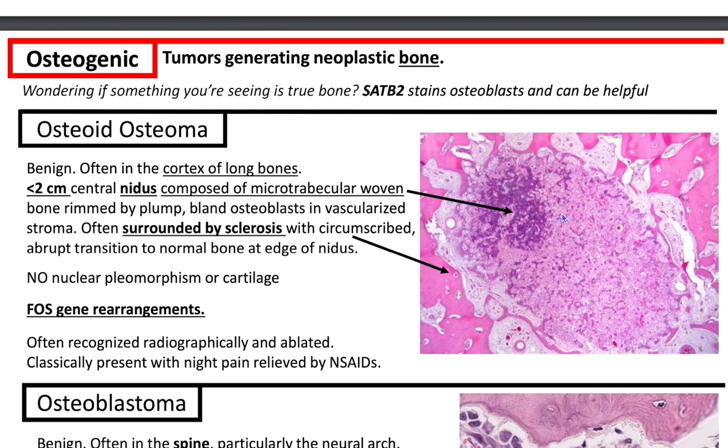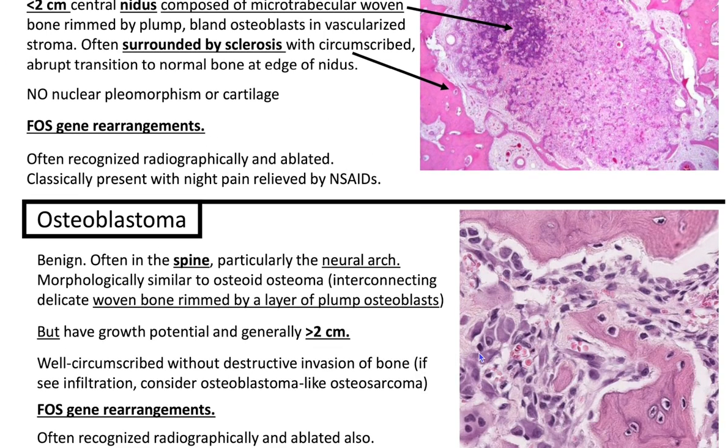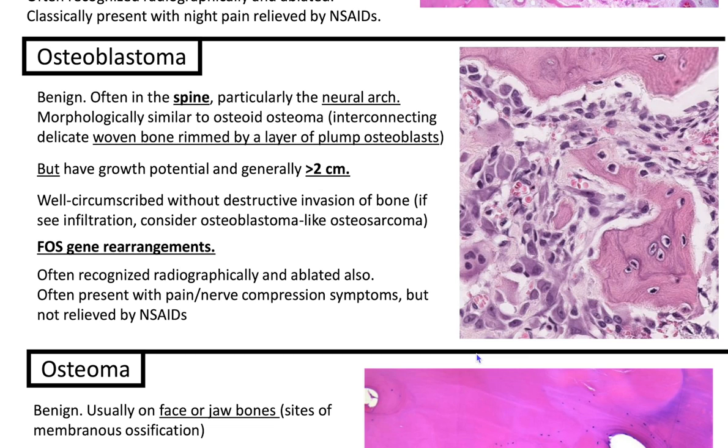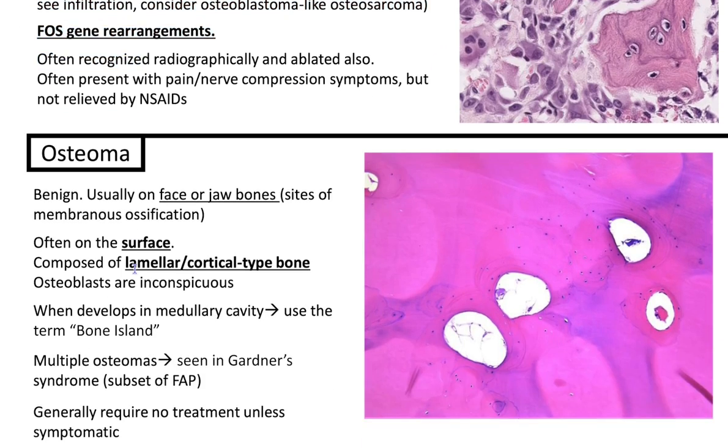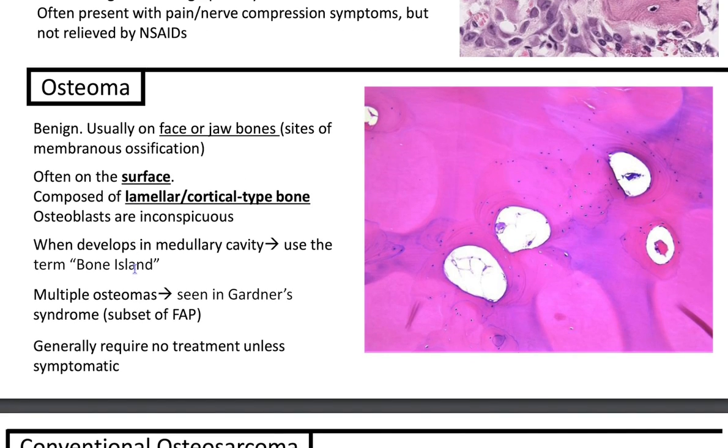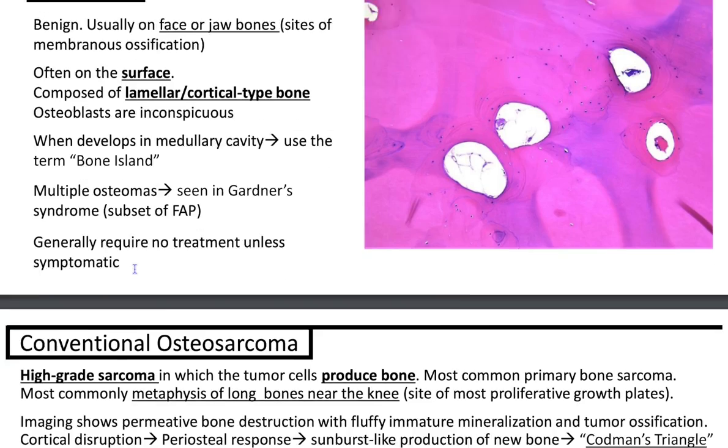It's less than 2 centimeters. They have some kind of microtrabecular bone and has plump, bland osteoblasts. Osteoblastoma, you'll have in the posterior location of your spine, often greater than 2 centimeters. Both osteoblastoma and osteoid osteoma have FOS gene rearrangements. Osteomas can be associated with Gardner syndrome.